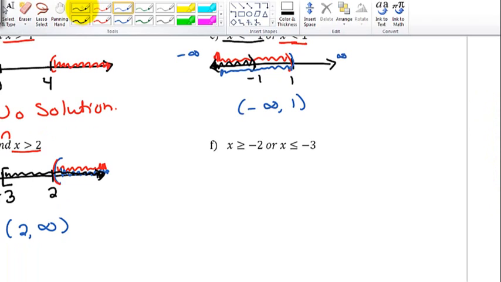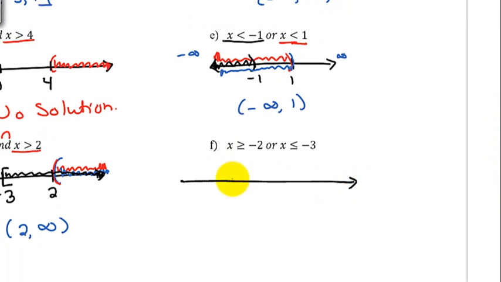And our last one of these, again, put the two numbers on a real number line, and in the proper order. We have x is greater than or equal to -2, or x is less than or equal to -3. -3 is to the left of -2. And our first inequality is x is greater than or equal to -2, so that's everything to the right of -2, and we use a square bracket because of the equal sign. And our second inequality is x is less than or equal to -3. So that's everything to the left of -3, and we use a square bracket because of the equal sign.